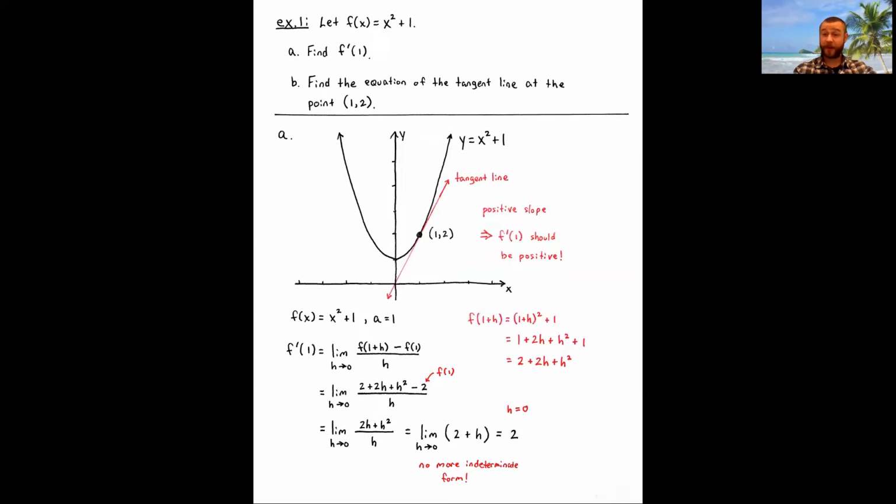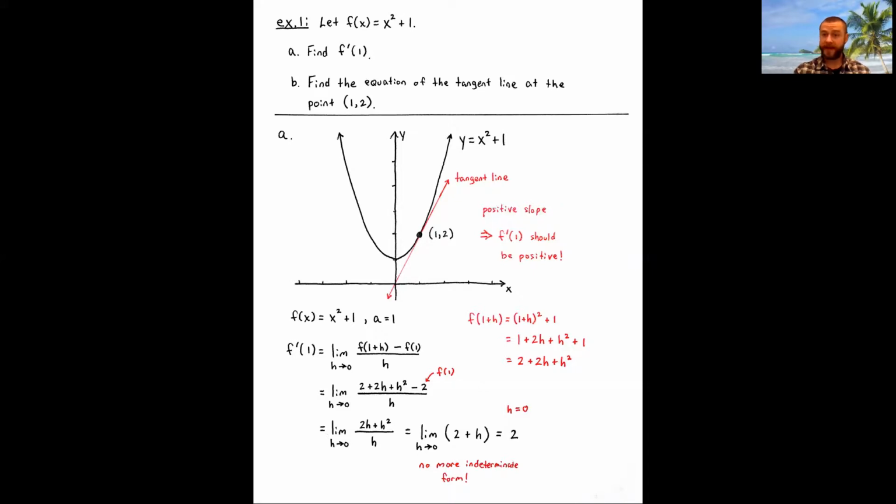What does this limit represent? This limit definition is the limit definition for the derivative. And that derivative represents the slope of the tangent line at x equals 1. Now, does that match with what we expected graphically above? It does. We expected to get a positive slope for our tangent line, and we find here, calculating this with the limit definition, f prime of 1 equals 2, which is positive, which is what we wanted.